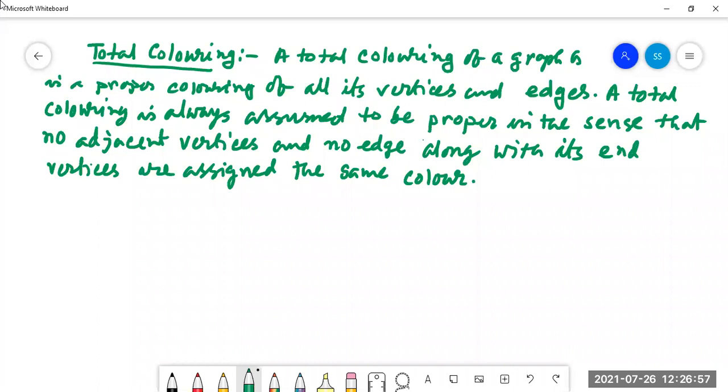Total coloring is vertex coloring as well as edge coloring. If both are there, then it is called the total coloring. So time is very less. In the next class we will discuss this total coloring and some examples also. So today the four color theorem is completed. So we are going for the total coloring. Here the definition of total coloring is given.